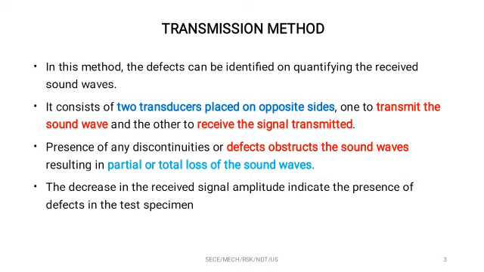Now in this particular method, we have two transducers placed on opposite sides. One transducer is used to transmit the sound waves coming from the pulsar, and the other transducer is used to receive the signals coming back from the material. The presence of any discontinuities or defects obstructs the sound waves, resulting in partial or total loss of the sound waves. The decrease in the received signal amplitude indicates the presence of defects in the test specimen.